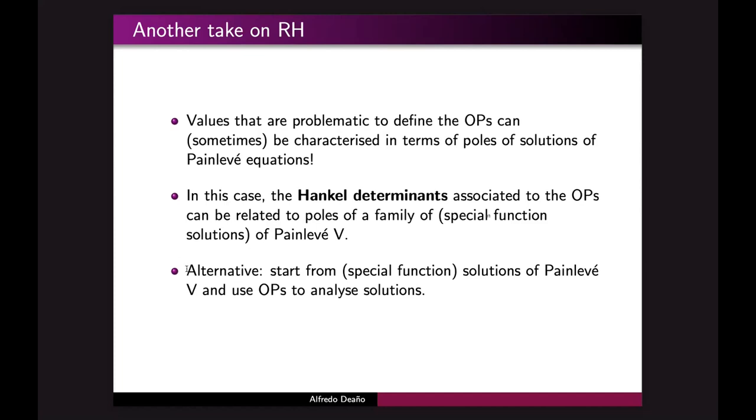And here's an alternative: just turn everything around. Instead of starting with orthogonal polynomials, as we did, start with Painlevé 5 in this case, study this family of special function solutions and use orthogonal polynomials to analyze them. This has been done for other Painlevé equations. For example, people have worked on rational solutions of Painlevé equations using orthogonal polynomials. So you need to cook up some strange orthogonal polynomials in the complex plane and then do asymptotics.